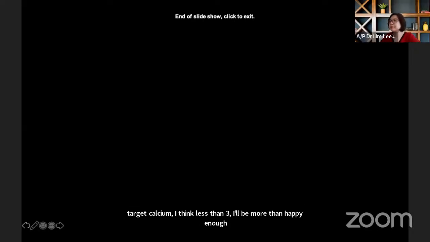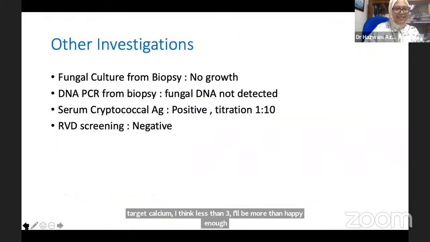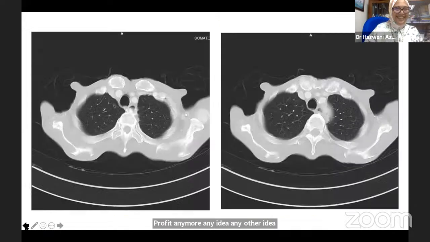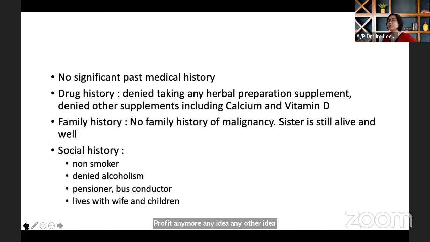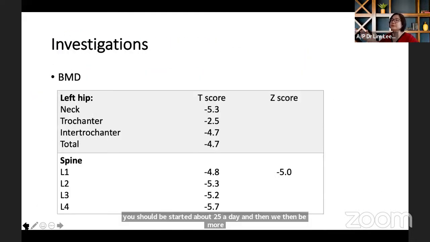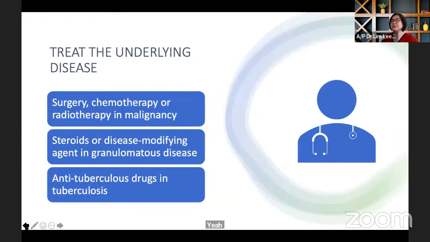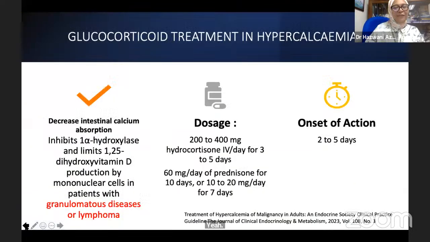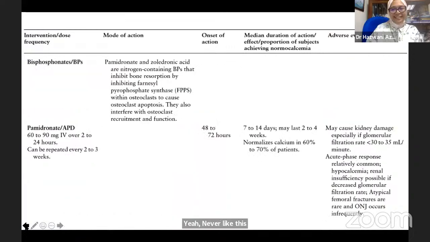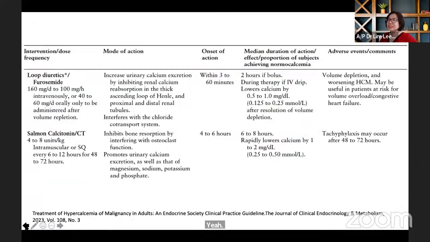Probably any other idea? Usually we start with about 25 a day, and then we monitor every 2 weeks. You may say then we bench the endo, because endo always asks you to repeat the tests every 2 weeks. Nephrologists have more money to buy Cinacalcet, and we usually may just go up to about 150 twice a day, or a total of 300 milligrams daily.